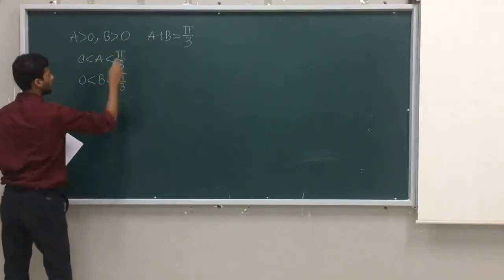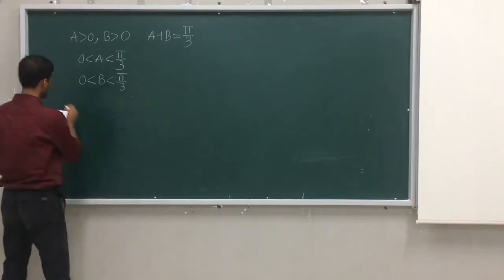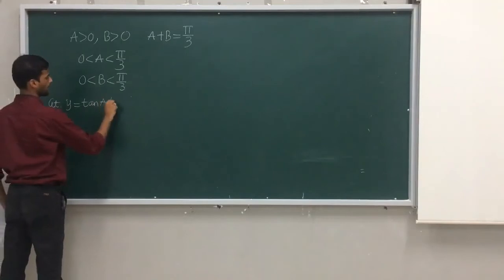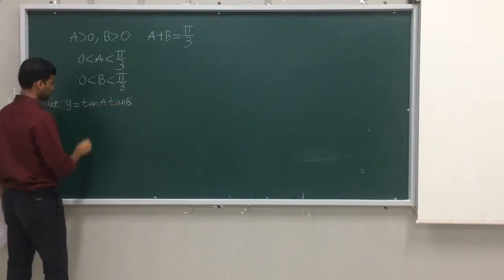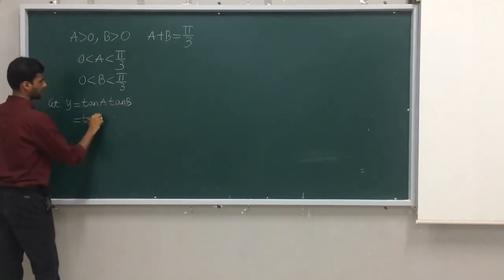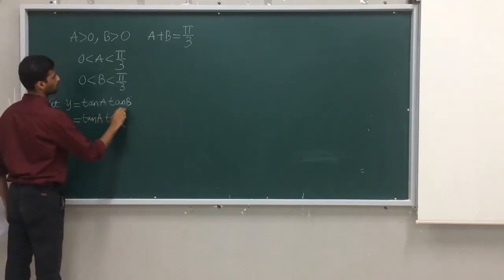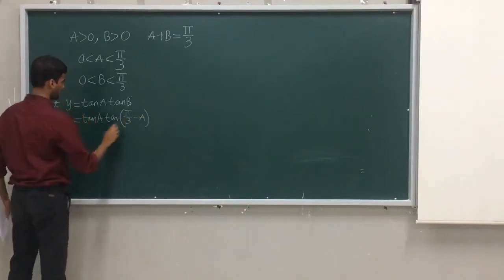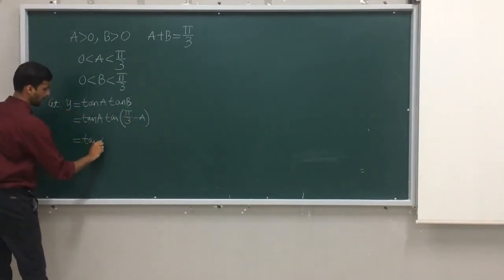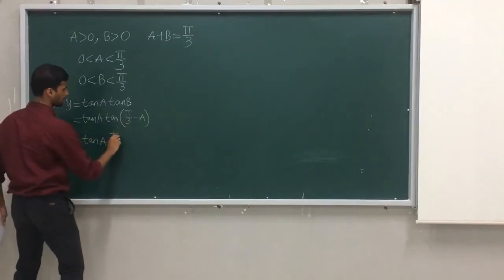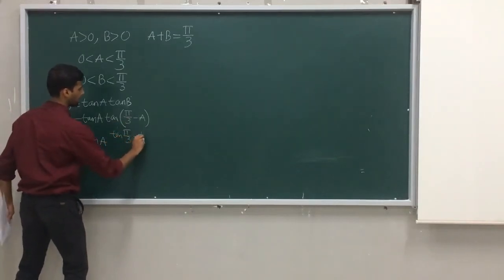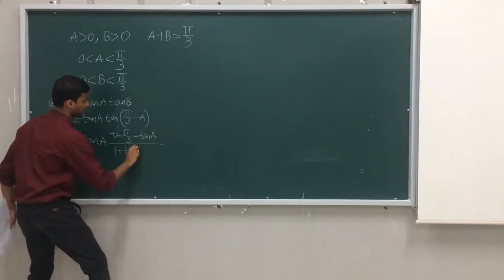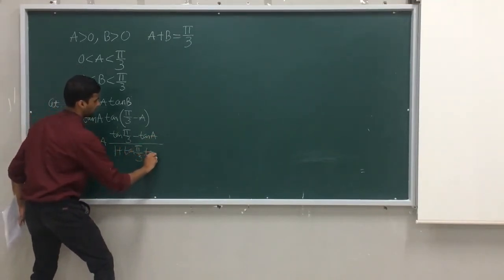But what is given? They have given something: find the value of tan A tan B. So what I will do, I'll let y equal tan A tan B. Then I will write this as tan A into tan of B. What is B equal to? B can be written as pi by 2 minus A. Next, it becomes tan A into tan of pi by 2 minus A, which is tan A minus tan B upon 1 plus tan A tan B.